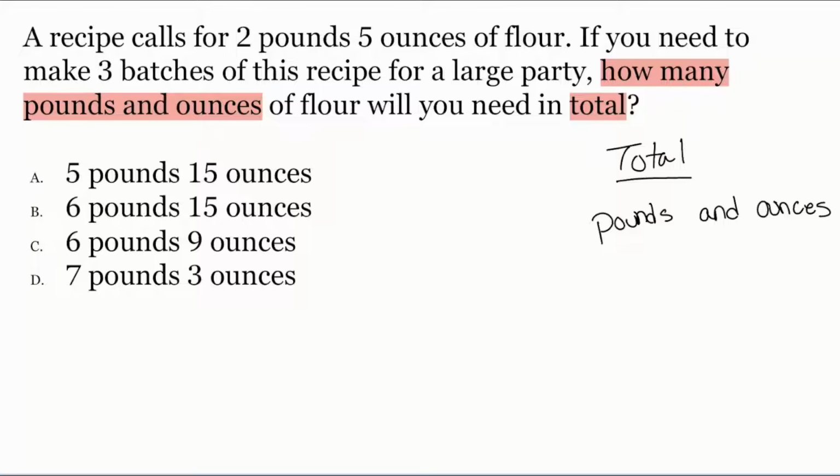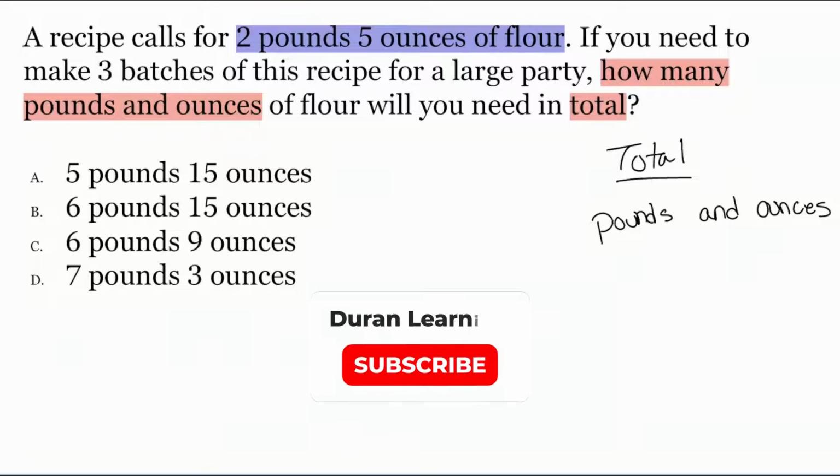Okay, boom. Now that we know what we're trying to end up at, let's begin understanding what we have to work with. The way I like to think about it is, what do we want? The question. What do we have? The information. And what's the connection? Translating that English into math. So here we go. What we have here is a recipe calls for 2 pounds, 5 ounces of flour. Okay, let me highlight that right there. We have 2 pounds and 5 ounces for the recipe.